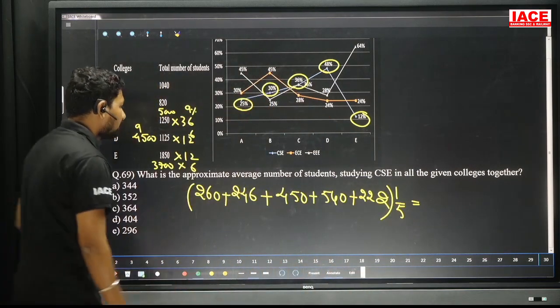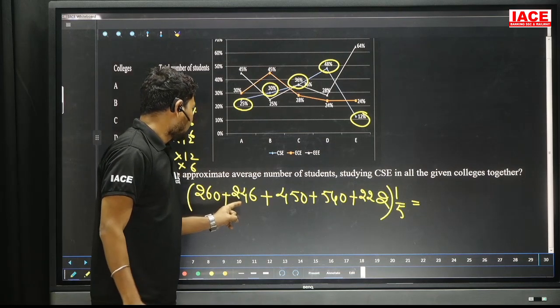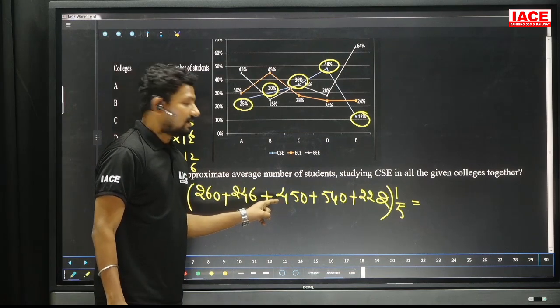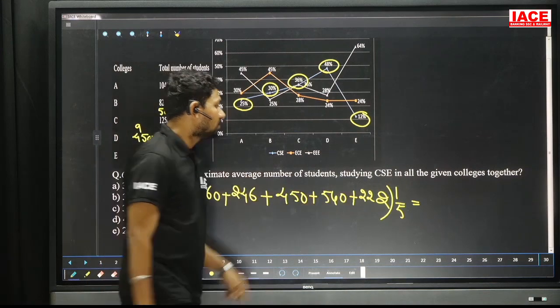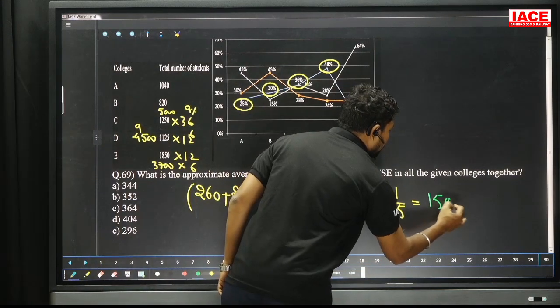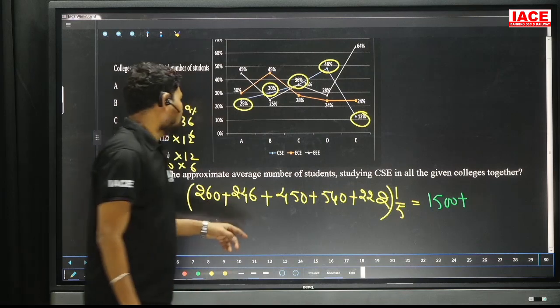Now we have to add it. 200 plus 200, 400. 400 plus 400, it is 800. 800 plus 200 is 1000. 1000 plus 500, it is 1500 till now. Okay, now the remaining values are also added.